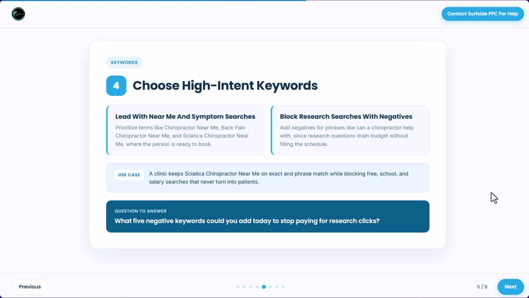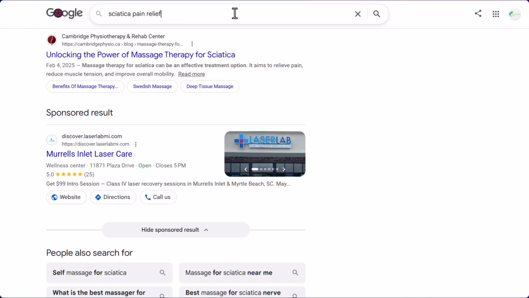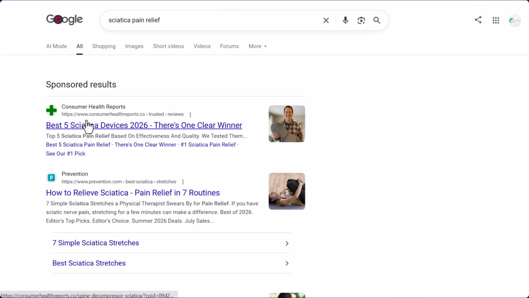Next is going to be choosing high intent keywords. Chiropractor near me, back pain chiropractor near me. You don't want to target the keyword back pain treatment because you're going to get a bunch of people that are searching for massage techniques. If you do sciatica pain relief, for example, you do get sponsored results, but how to relieve sciatica. This is very new. I'm going to do a video about this. The amount of content I see coming up in sponsored results is really pretty new.